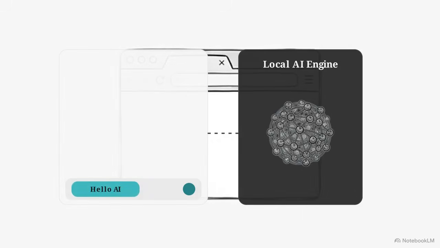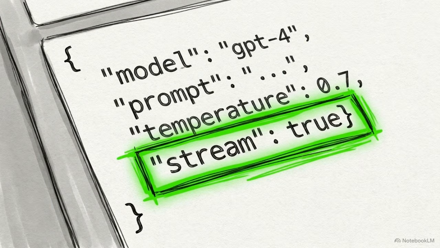With the engine running, we capture the user's text input, append it immediately to the chat UI, and hand the prompt over to the model. We construct the API call using standard JSON formatting. The most critical setting here is this flag, stream set to true.